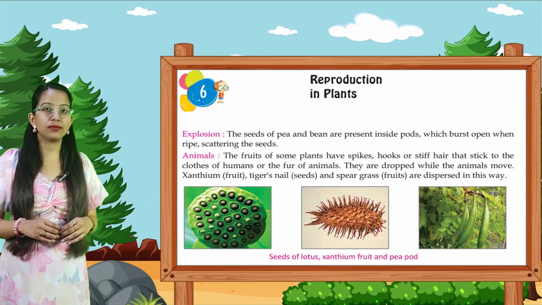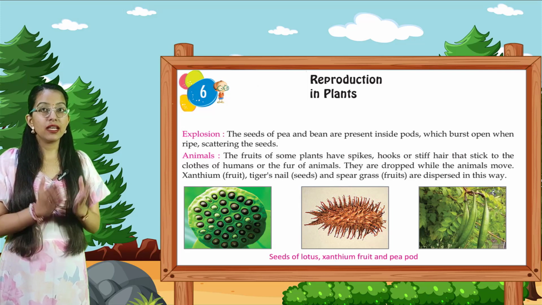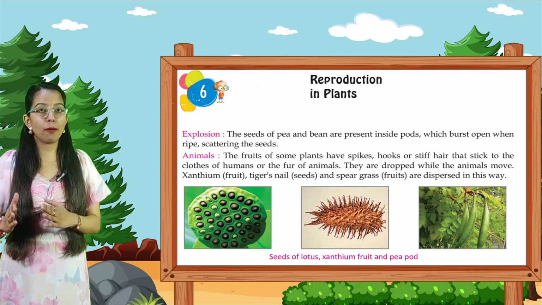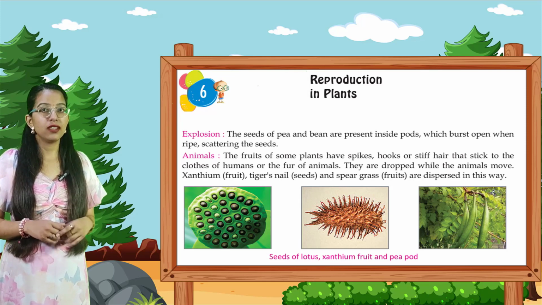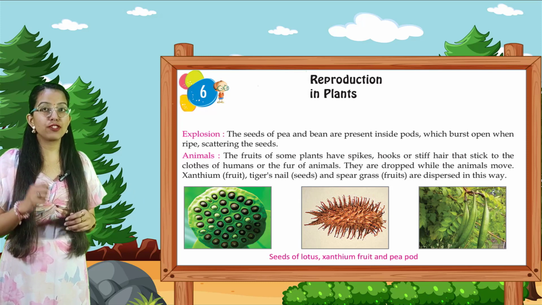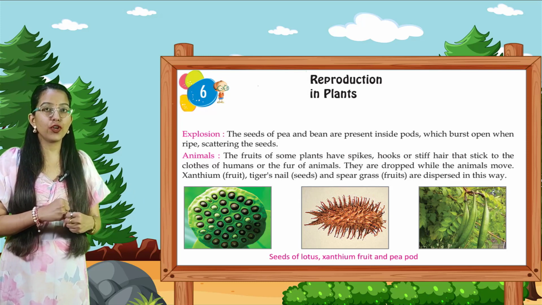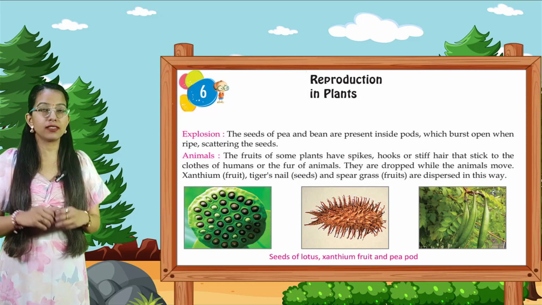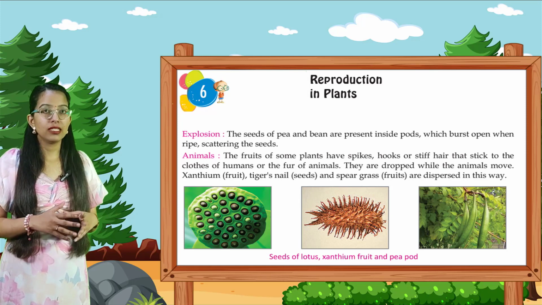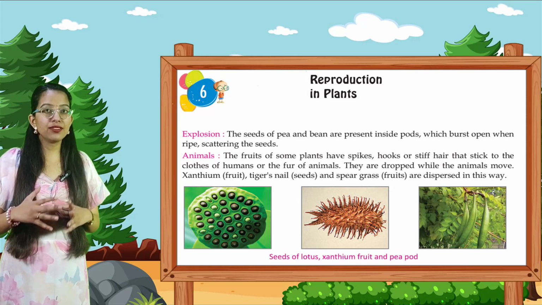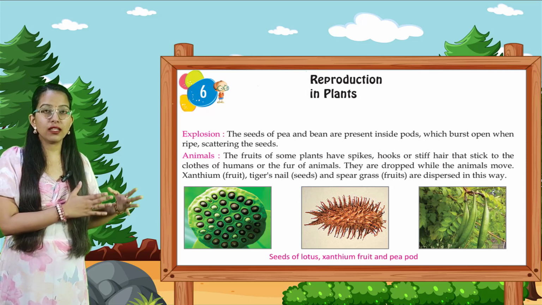Next is explosion. The seeds of pea and bean are present inside pods which burst open when ripe, scattering the seeds. Animals: the fruits of some plants have spikes, hooks or stiff hair that stick to the clothes of humans or the fur of animals. They are dropped while the animals move. Xanthium fruit, tiger's nail seeds and spear grass fruits are dispersed in this way.